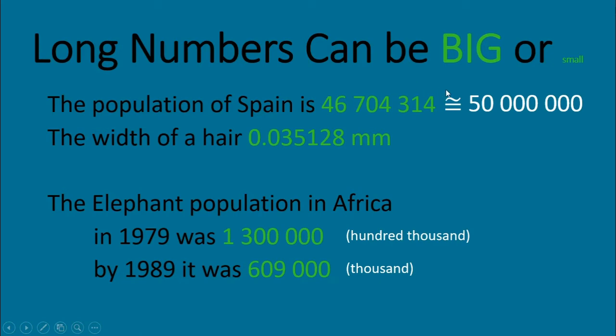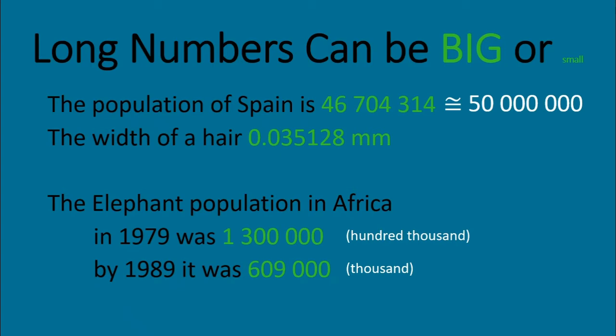Now, notice the symbol I used here. It's not just an equal sign because they're not exactly equal. It's approximately equal. That's what this little wave on the top of my equal sign means. It's approximately the same. But as I've rounded it or simplified it, I've made a rounding error. That doesn't mean that I've rounded it incorrectly. It just means that my answer is not perfectly accurate.